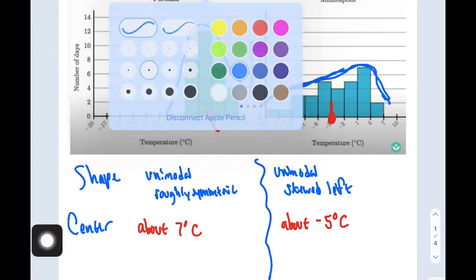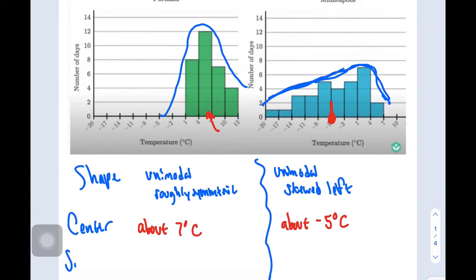And then the last thing: shape, center, spread. Now for spread, we had a few different terms I've mentioned: standard deviation, range, and interquartile range. Now 2 of those you can't actually calculate because you don't have the numbers. You can't calculate standard deviation, and you can't calculate interquartile range. But what you do have is a range of values. And remember, spread, you're basically looking at how spread out the data was, how different the data was.